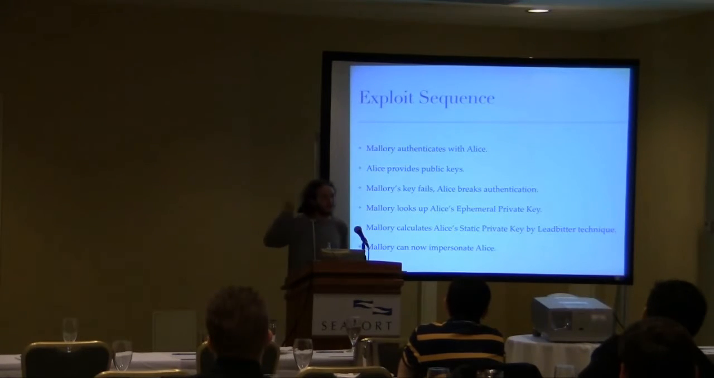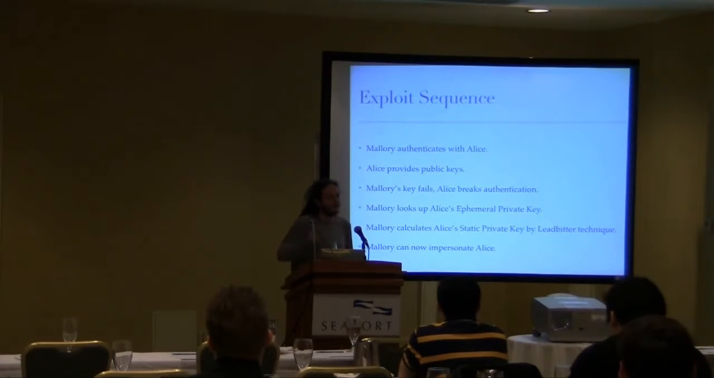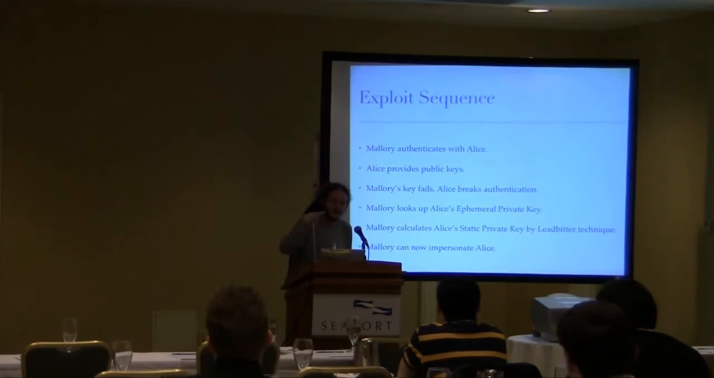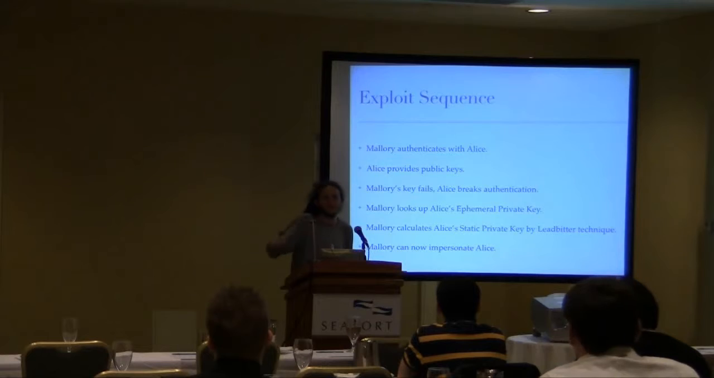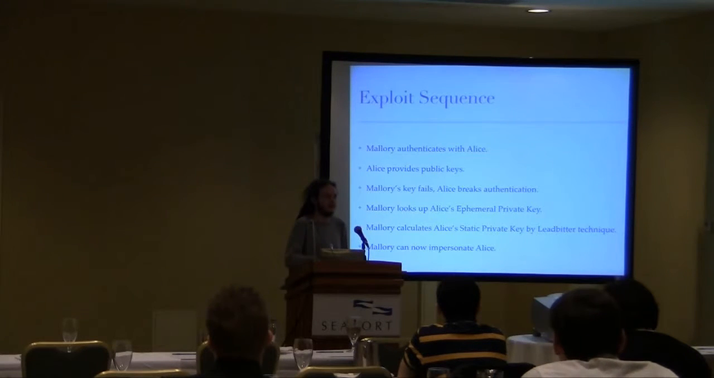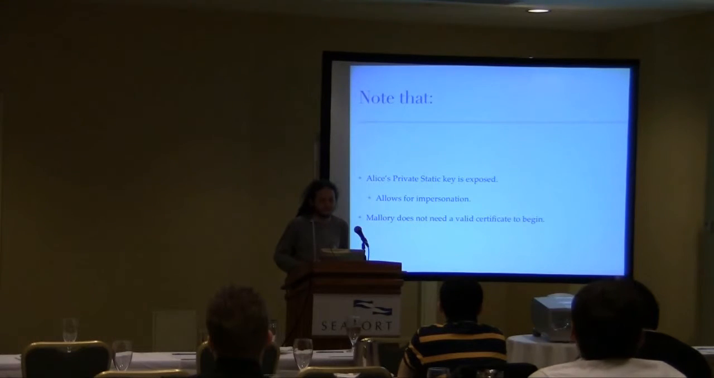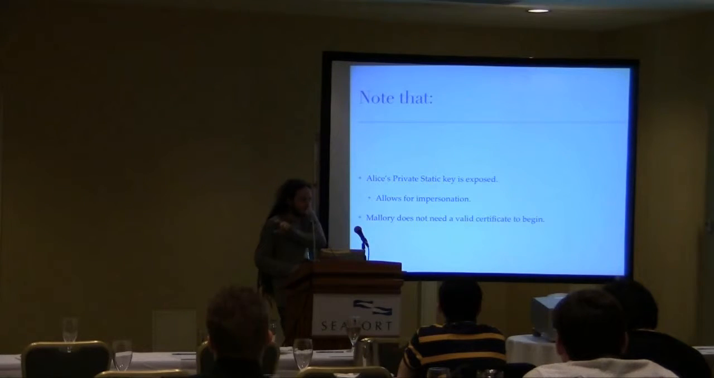So during any other ECQMV exchange, she can present Alice's public key, knowing Alice's private key. And because the public key is signed by the certificate authority, everything works out. And note that her private static key is exposed. So, I mean, this is her identification. And Mallory does not need a valid certificate to begin with. They aren't terribly hard to get, though.